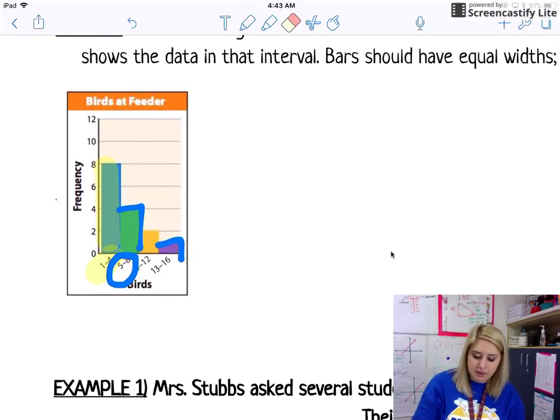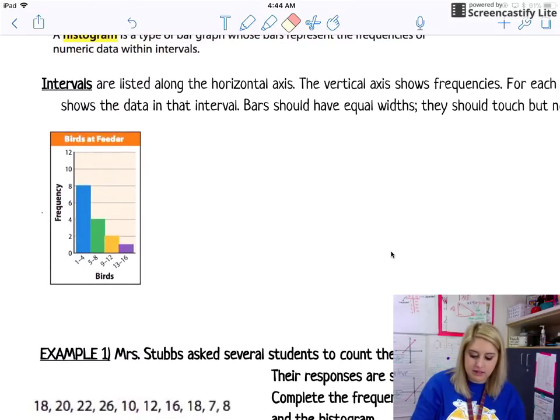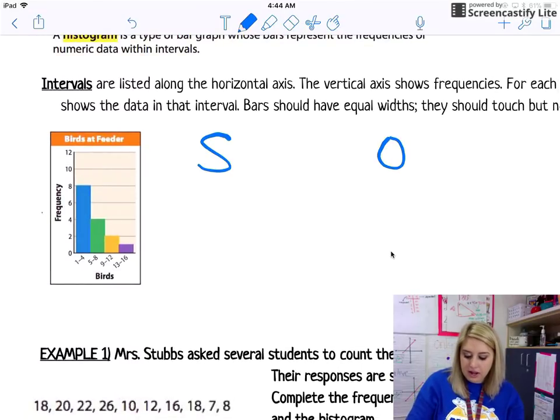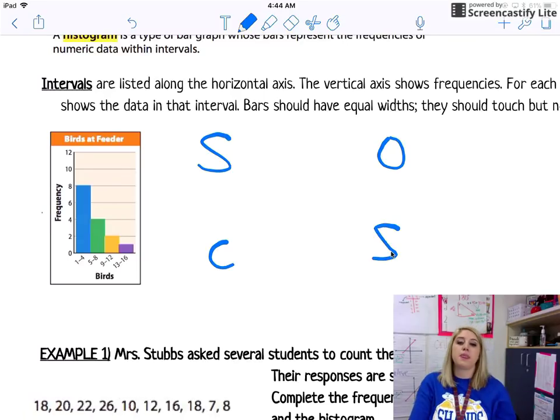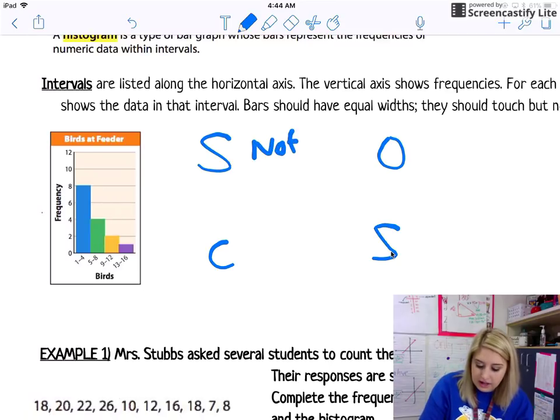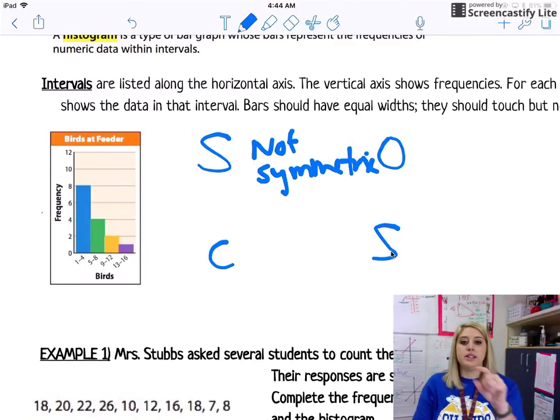So let's talk about the different ways you can analyze this. Remember, statisticians never forget their socks. So we're going to do socks for this histogram about the birds. So S stands for the shape. Is it symmetric or is it not? So the shape of this, it's not symmetric. Please be writing what I'm writing. I need to see this. S, it's not symmetric.